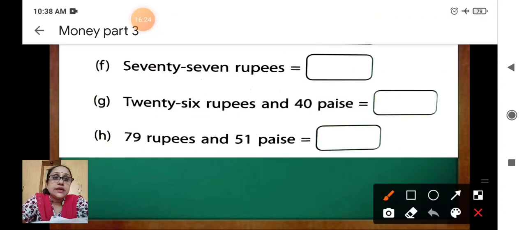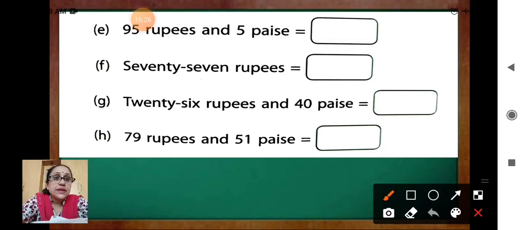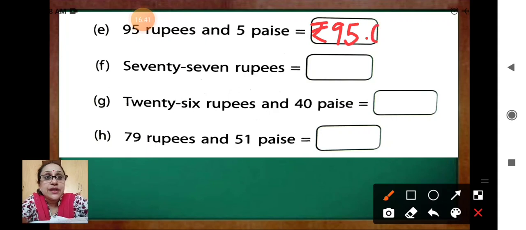Now question E, 95 rupees and 5 paise. So write rupees, then 95, then what we will do? Give a dot and 5 paise is there, children. So what you will write? 05. Correct? Got it? Understood? Now try to do question F, G and H. Yes.